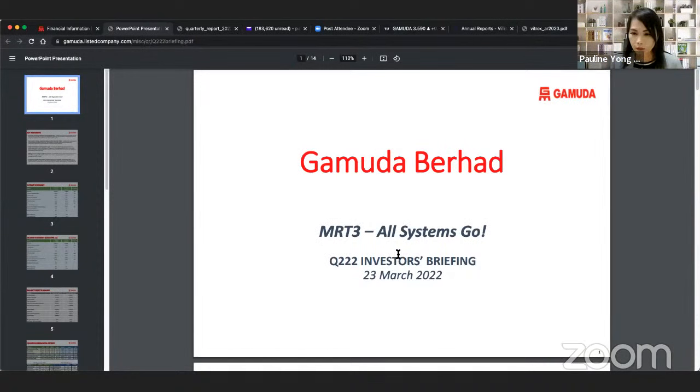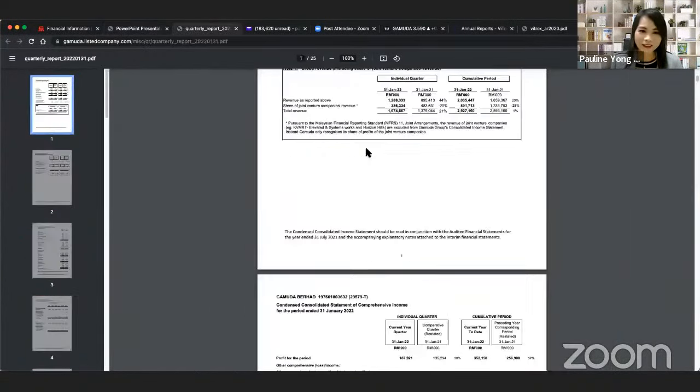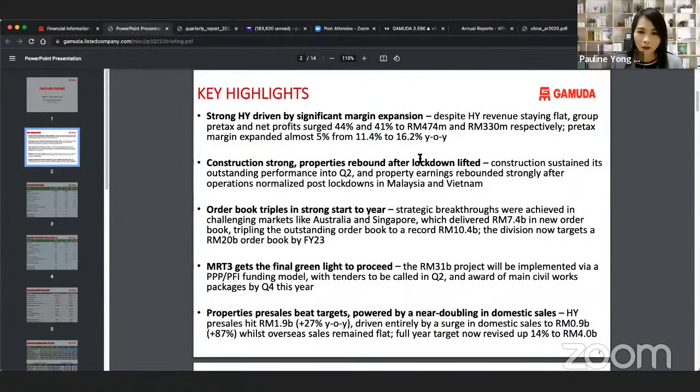So here we are looking at Gamuda on the March 23rd. They have this PowerPoint for their investors. You will see the key highlights. It's so much easier to read these more efficiently and effectively. It's really effective if you read this rather than the other. That one will take hours and hours, but this one is so easy, in point form.